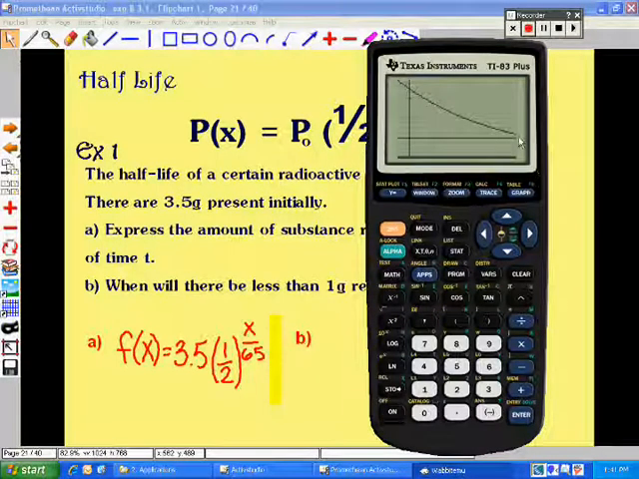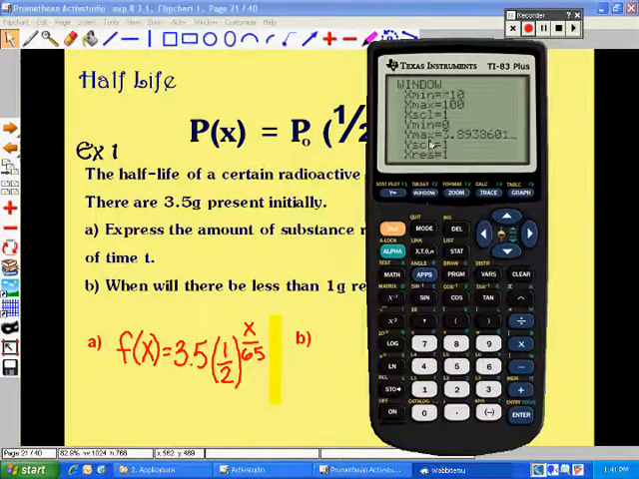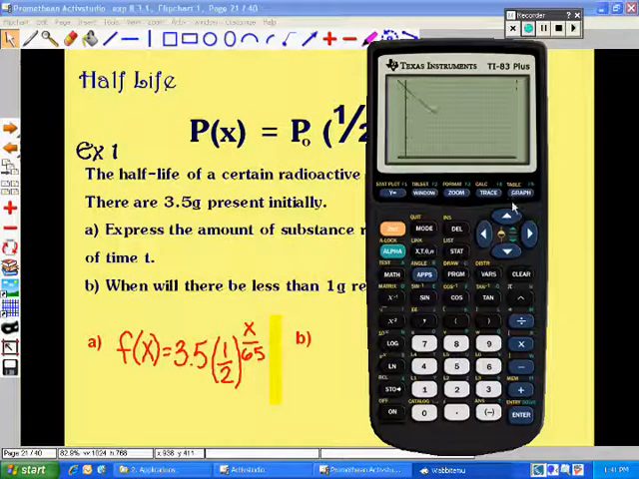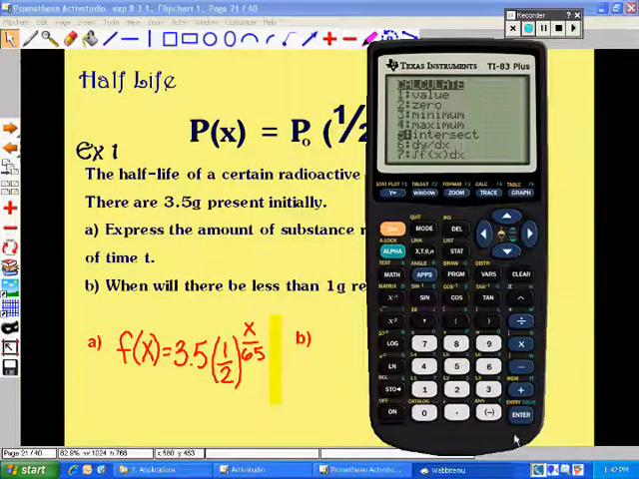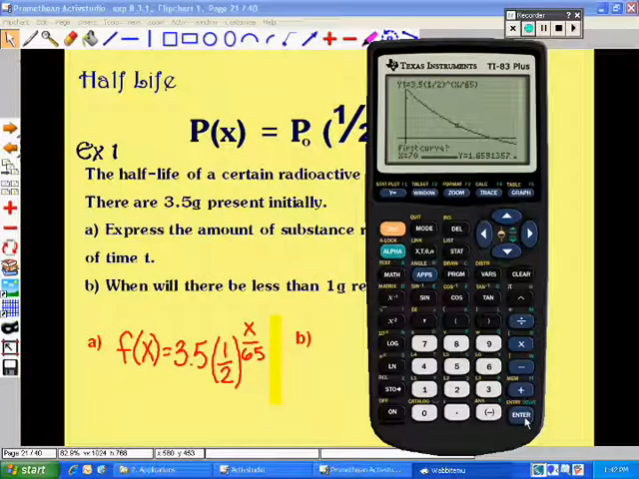Now we still cannot see where the exponential decay hits the 1 gram line. So I'm going to go back to Window and give myself more X values. So I'm going to try 150. Because we're pretty close, but it's more than 100. So here's where the exponential function meets the 1 gram line. They want to know when will there be less than 1 gram. So when will we hit the 1 gram line? So I'm going to calculate, so second trace, I'm going to calculate the intersection. So I go to 5, and I hit enter 3 times.